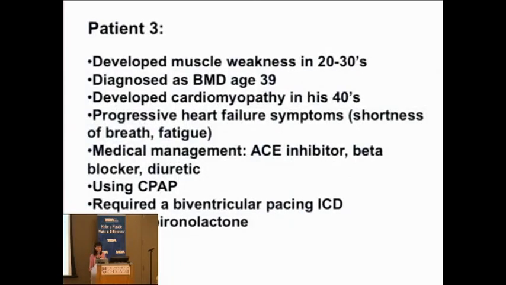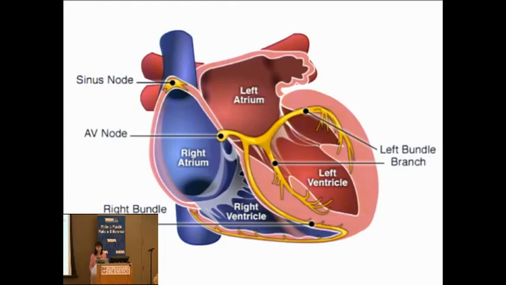So this is another patient who developed muscle weakness in his 20s and 30s, was diagnosed with Becker at the age of 39. In his 40s, he developed some cardiomyopathy and developed heart failure symptoms of shortness of breath and fatigue, was placed on an ACE inhibitor, beta blocker, and a water pill, which is known as a diuretic, was using his CPAP device at night, was using a fancier version of a defibrillator, which actually could pace both ventricles and make things better. And we added a medicine called spironolactone, which is a medicine that we do use in heart failure. And this actually resulted in quite a bit of stability and a lot of improvement in symptoms by just adding that medication.